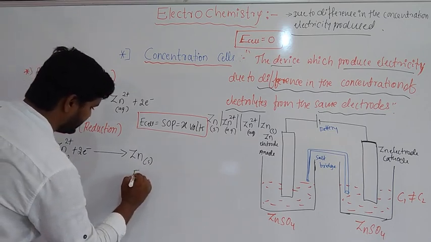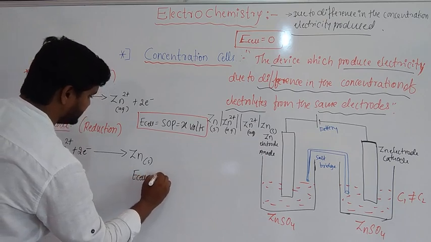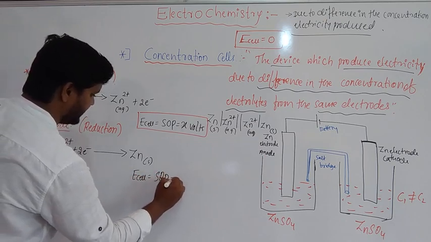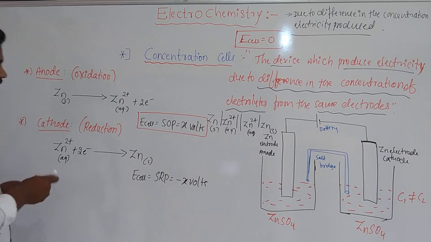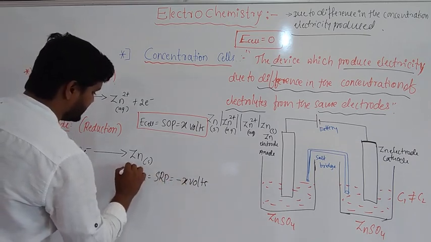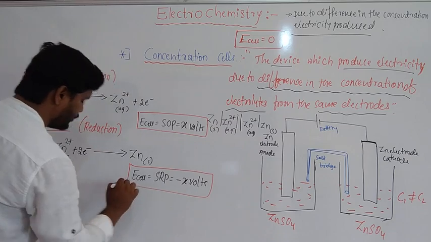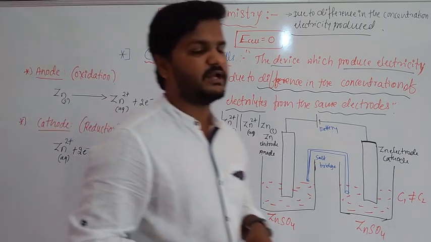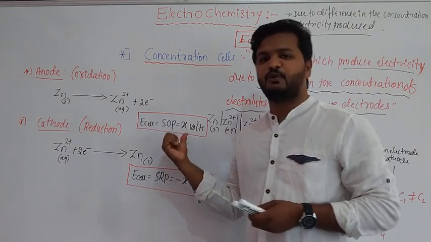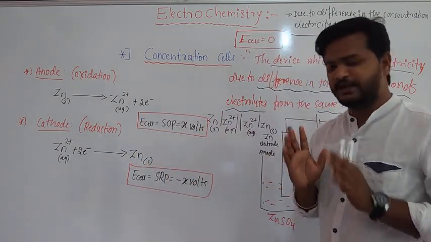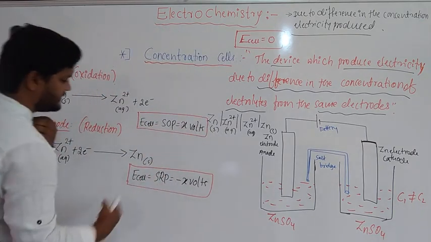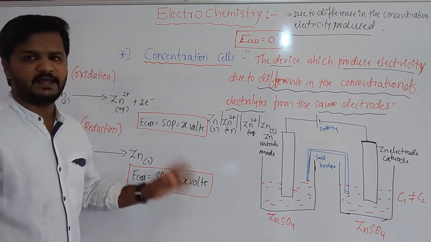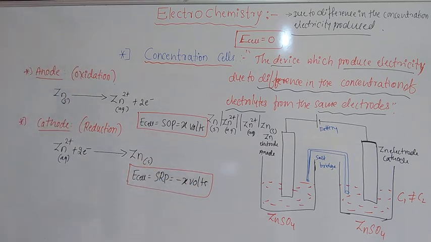And here students, the standard reduction potential is minus X volts. I am taking minus X volt because two reactions take place here, one is the forward reaction and the other is the backward reaction. If the forward reaction is positive, then the backward reaction should be negative. That is why the standard oxidation potential is X volt and the standard reduction potential is minus X volt. So this is about the anode and cathode reactions.